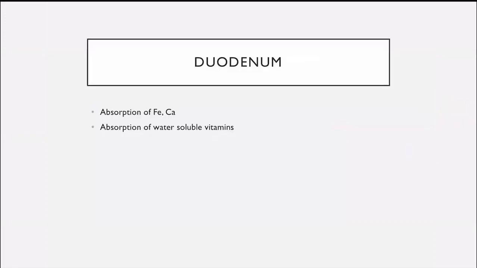Then, in the slides, we had this paragraph about the individual parts of the small intestine, the duodenum, the jejunum, and the ileum. So I put them into separate slides for you. In the duodenum, you have absorption of iron and calcium. And then you have absorption of water-soluble vitamins. We'll come back to the vitamins in a sec.